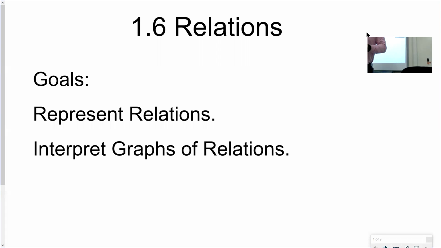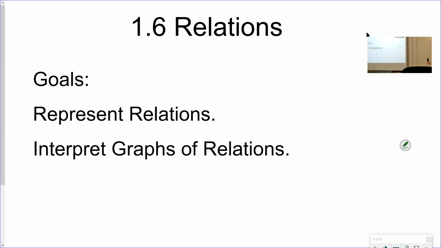All right, so we're going to look at 1.6 relations. Okay, this is relations between a set of numbers, and we're going to build on this. I know we've been talking about expressions, equations, distributed property, and now all of a sudden we're switching to relations. They'll all come back together in 1.7. So again, this is 1.6 relations.